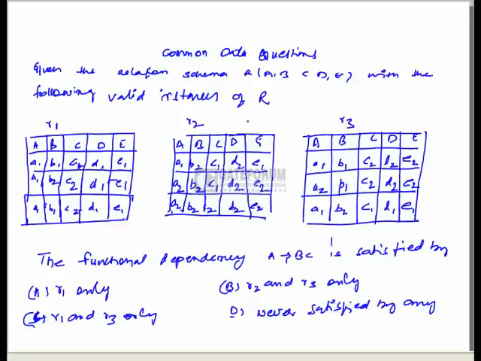This is common data for two questions, and here three relations R1, R2 and R3 are given. In the first question, we have to find the relation which satisfies the functional dependency A gives BC.